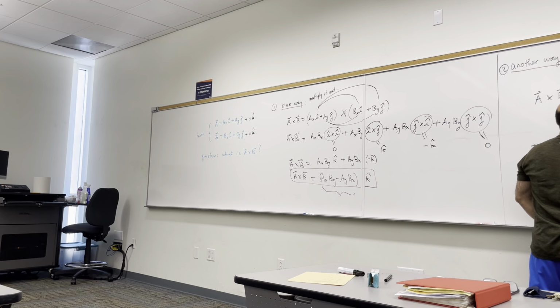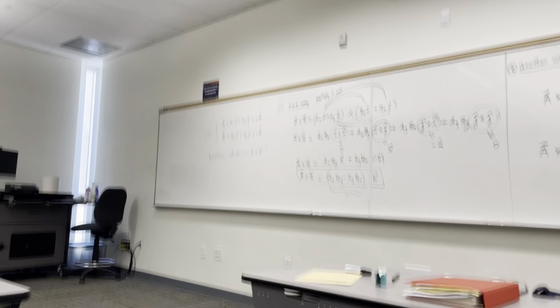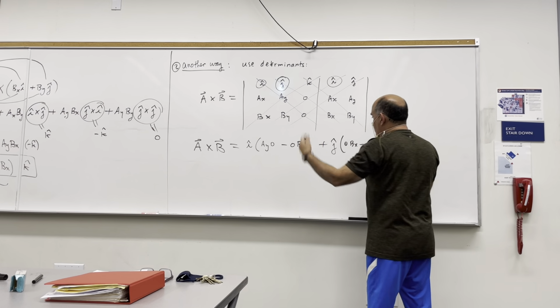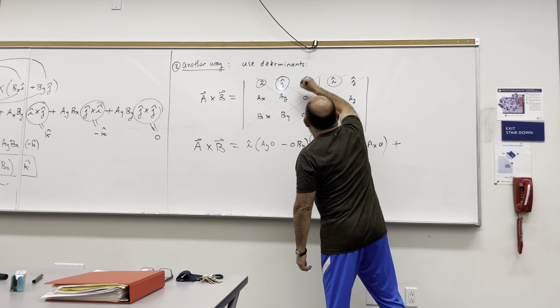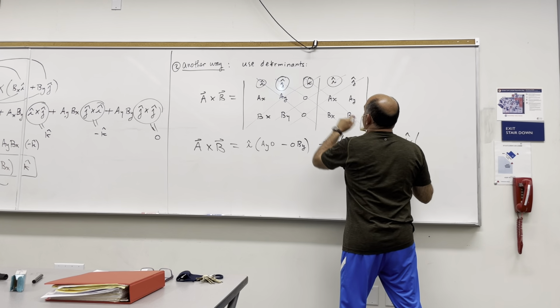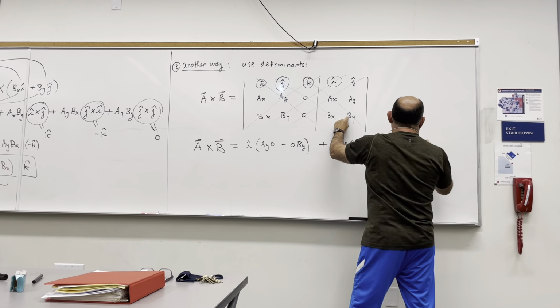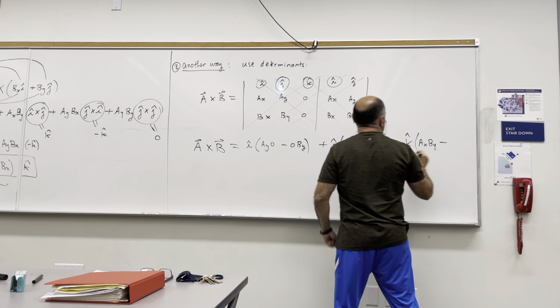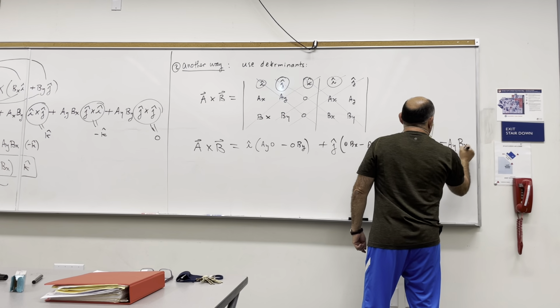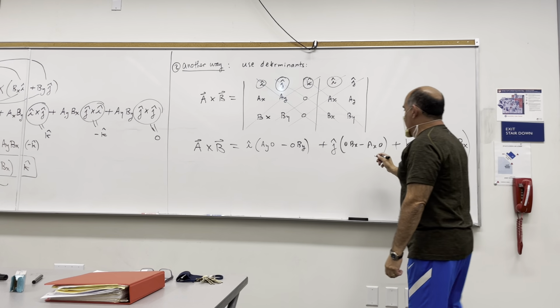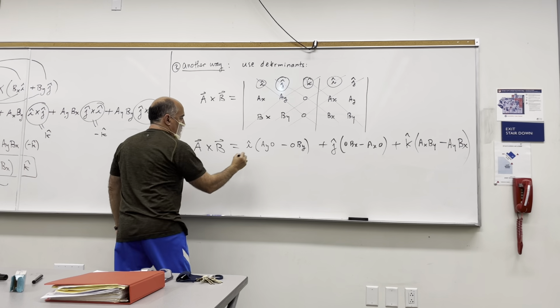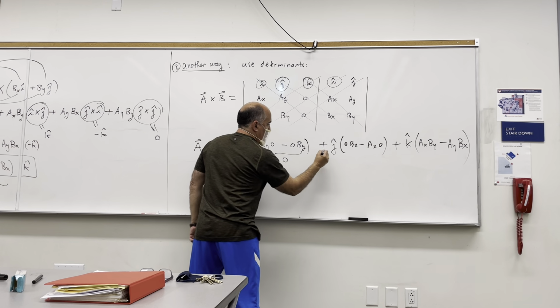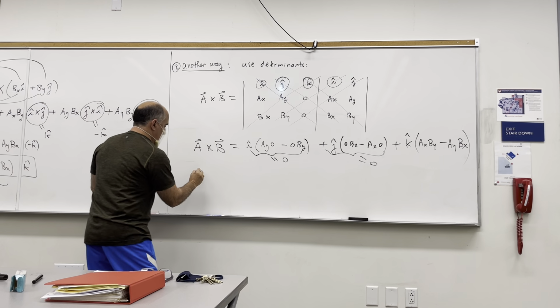And then I say plus, then I do the next one. So j hat, and if I multiply this way, it's positive, if I go the other way, it's negative. So it will be 0 times BX minus AX times 0, which again is going to be 0. And then I do the third one, k hat, which going this way is positive, AXBY minus, because when I go the other way, AYBX. And these are not 0, but this is 0, right?